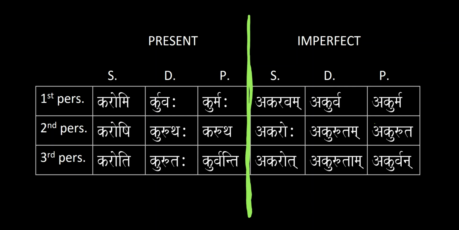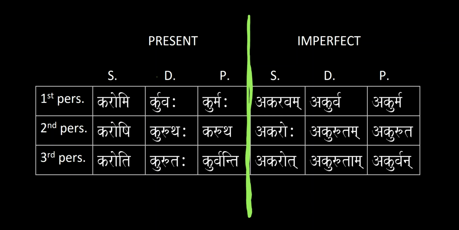So third person singular, we start out with karoti, kurutaha, and kurvanti. So that's third person singular, dual, and plural. He, she, or it does. The two of them do. They all do. Second person, singular, dual, and plural for present tense: karoshi, kurutaha, and kuruta. So you do, the two of you do, you all do.